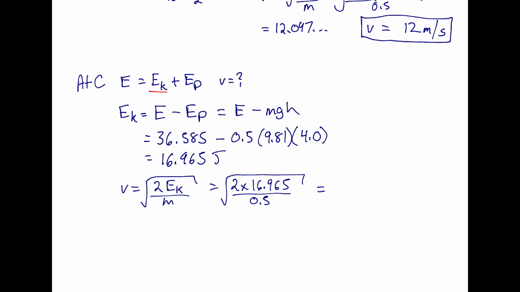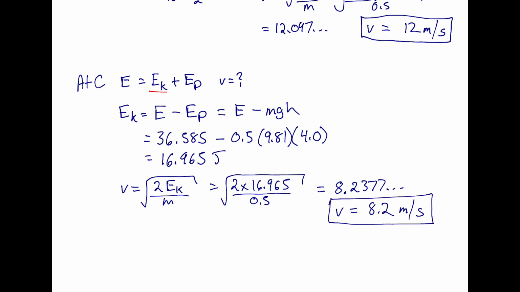So let's try this one. 16.965 times 2 divided by 0.5, square root. 8.23. Good, right where I expected it. That's too many numbers. Finished, the speed is, I guess it would be 8.2 meters per second in our case. Great. All right, so far this has been the easy steps.